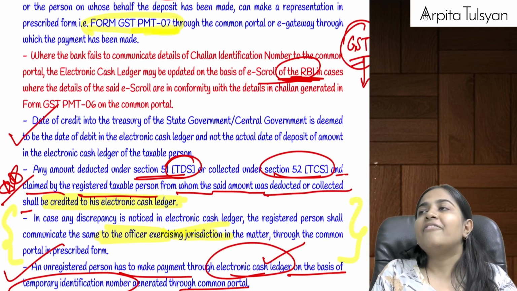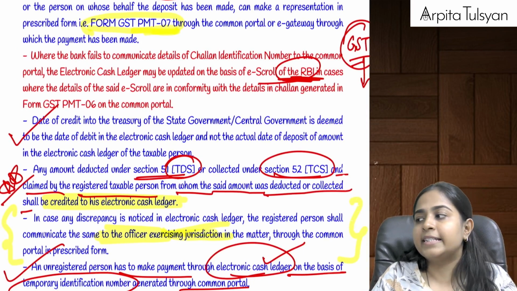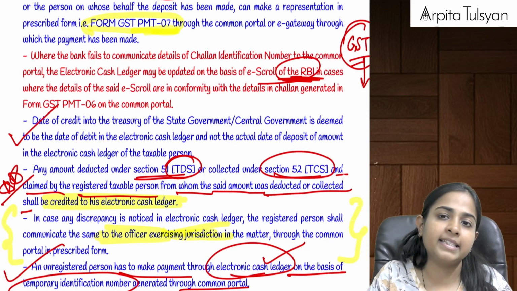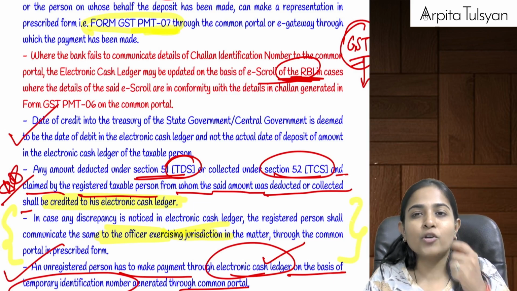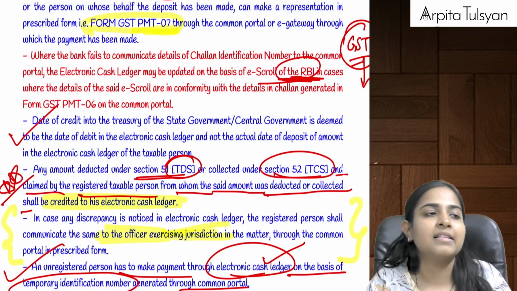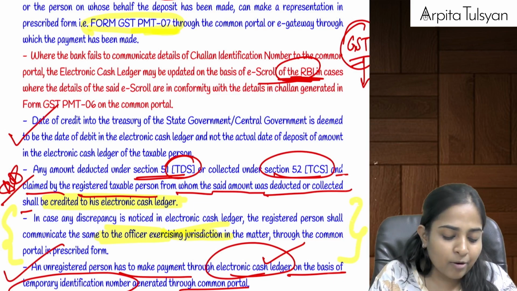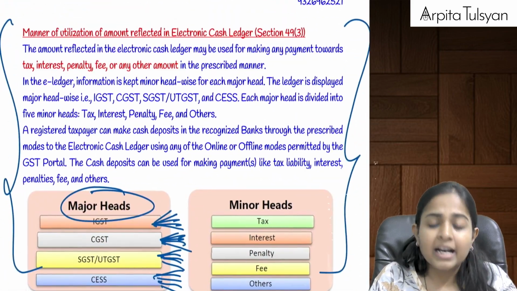Similarly, when your TDS is deducted under GST or when your TCS is collected under GST, even that will be shown in your electronic cash ledger. Once you have availed this TDS or TCS, the amount will get reflected in your electronic cash ledger.